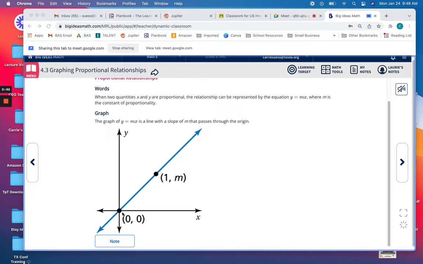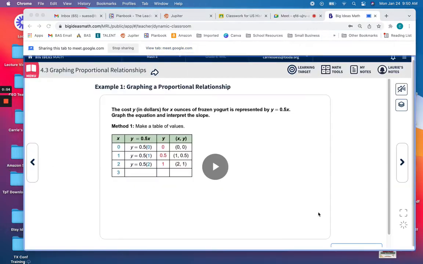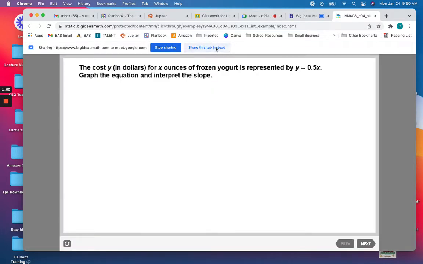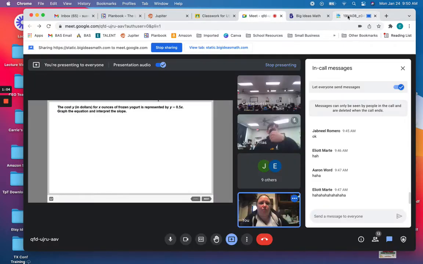The computer that was up front, it disconnected. So nobody heard any of that. Nope. Alright, let's look at example 1. Does everybody see it? Yes. Okay.